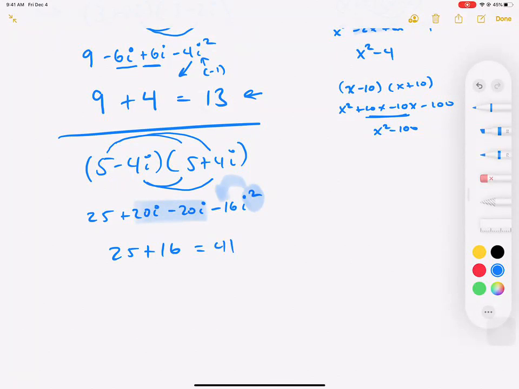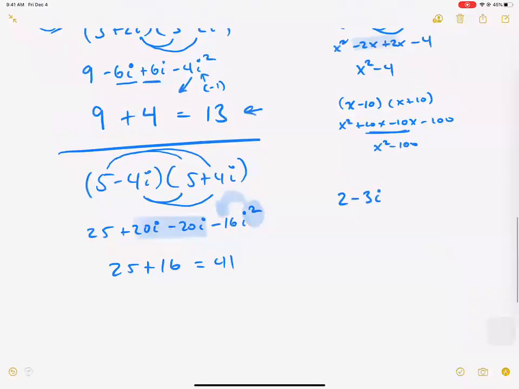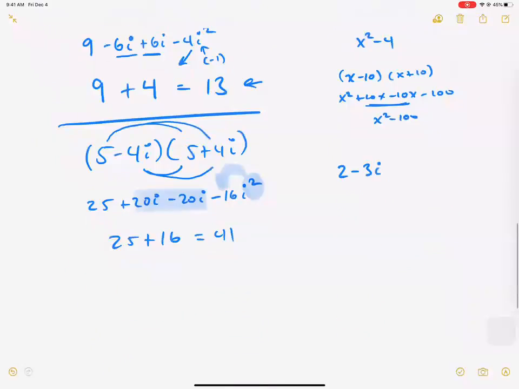Now, hopefully you kind of get what we're doing here. Now, I'm going to show you the pattern of when you have conjugates and why conjugates are important for us to be able to do them quickly. If I say 2 minus 3i, what would the conjugate be of 2 minus 3i? 2 plus 3i. Thank you, 2 plus 3i, perfect.